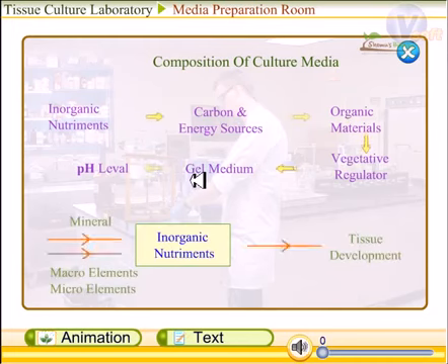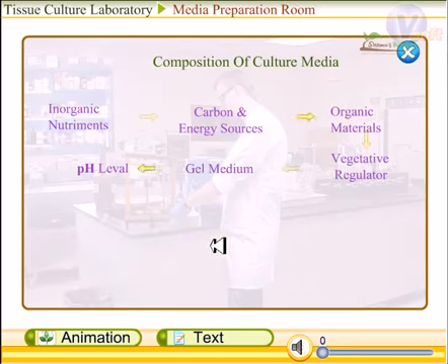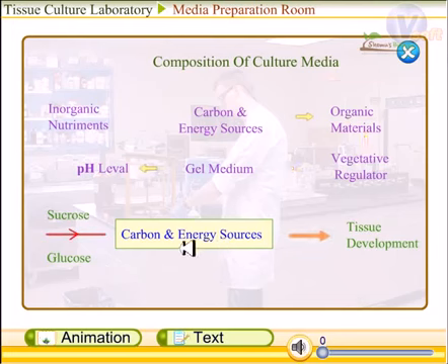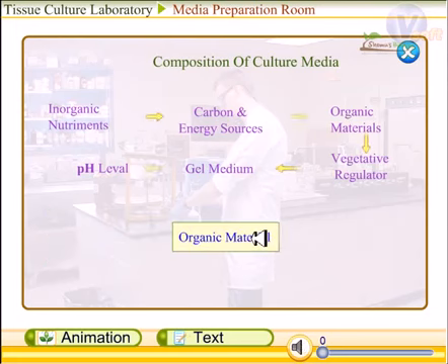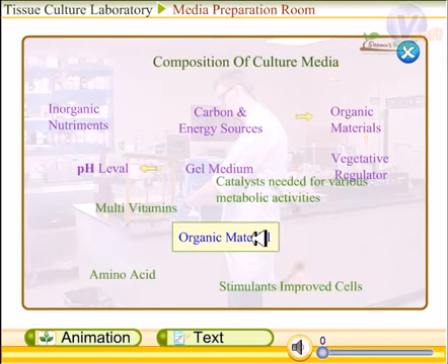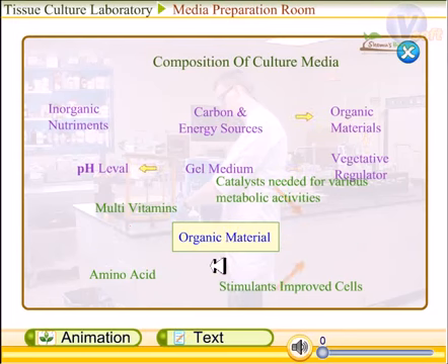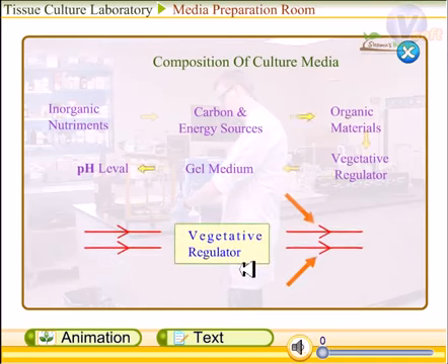First is the inorganic nutrients like minerals, macro and micro elements, which will help the plant to grow. Second one is the carbon and energy source. This is the most important. Sucrose and glucose are used as the carbon and energy source, which give energy to the plant cell to do photosynthesis and produce the suitable energy for growth. Then the organic materials consist of multivitamins and amino acids. Now these multivitamins act as catalysts needed for the various metabolic activities, and amino acids stimulate growth.